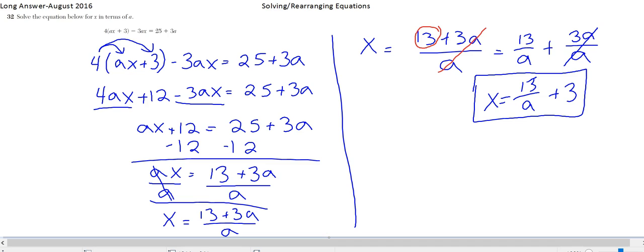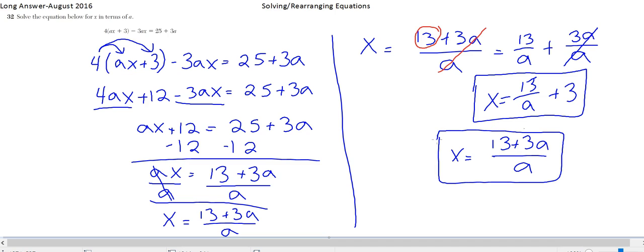However, it is also correct if you wouldn't have divided by a, you could have just left the answer to the question as 13 plus 3a over a. This is also a correct answer to the question because these two are equal.